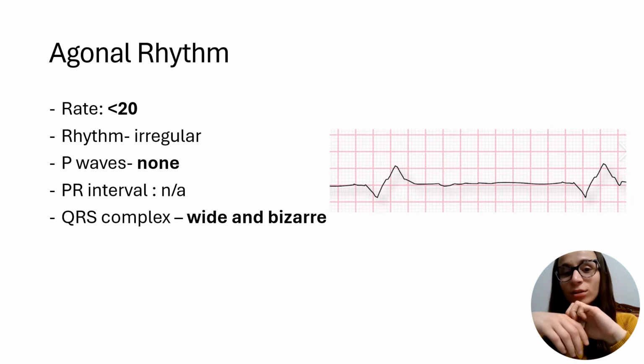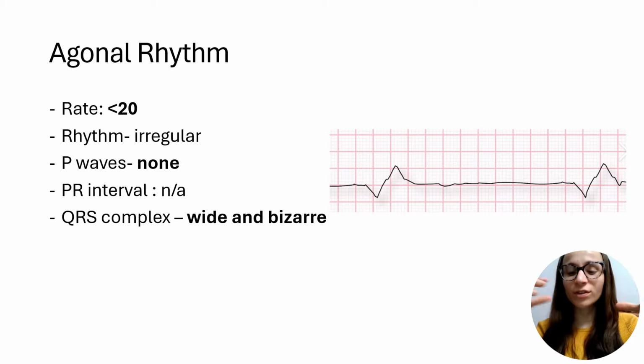So now we go into agonal rhythm. Agonal rhythm is very slow, irregular, and it's not an effective heart rhythm. If you see this rhythm, usually the person's in really critical condition. It's usually like the last order of some sort of order of the heart rhythm.